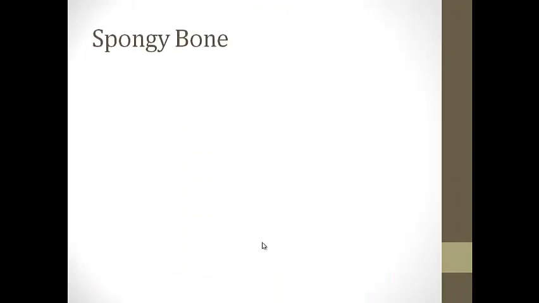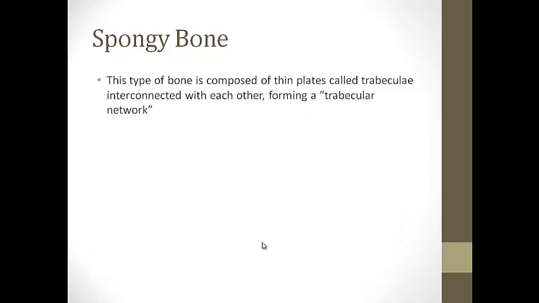The other type of bone we said is spongy bone, and from the name you can get the feeling that it's the type of bone that contains spaces, similar to a sponge, basically. Now, spongy bone is the type of bone that is composed of thin plates.